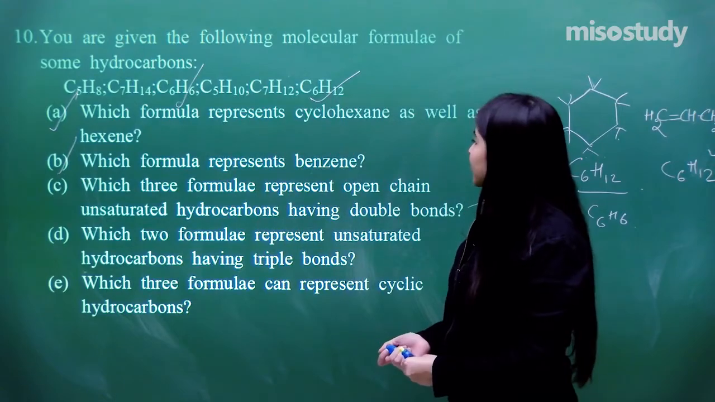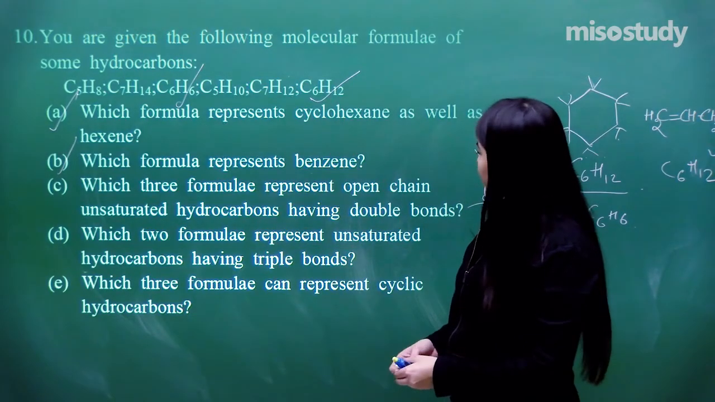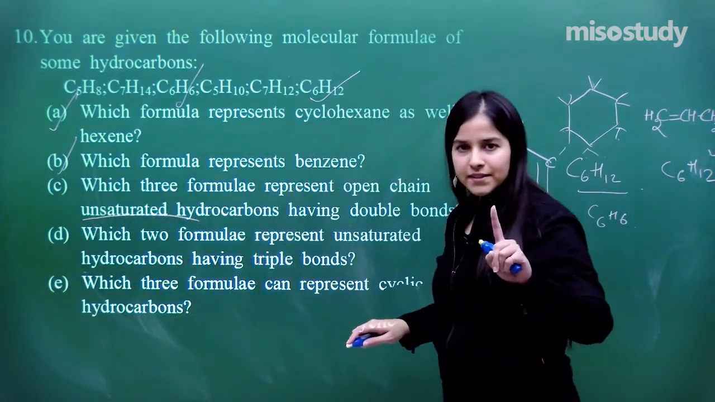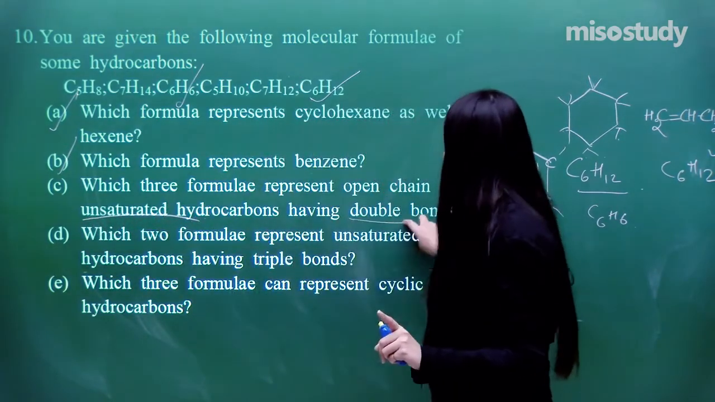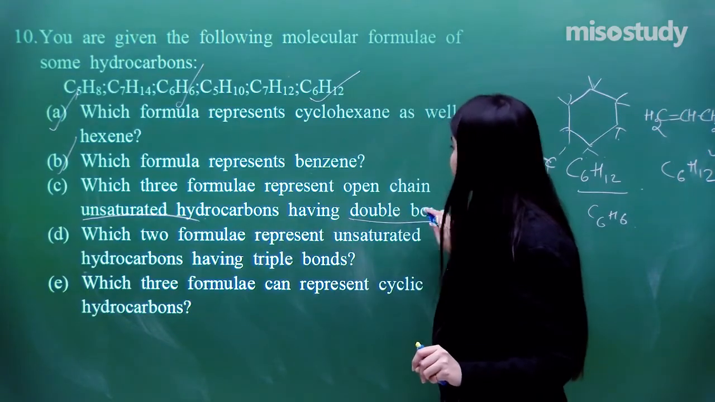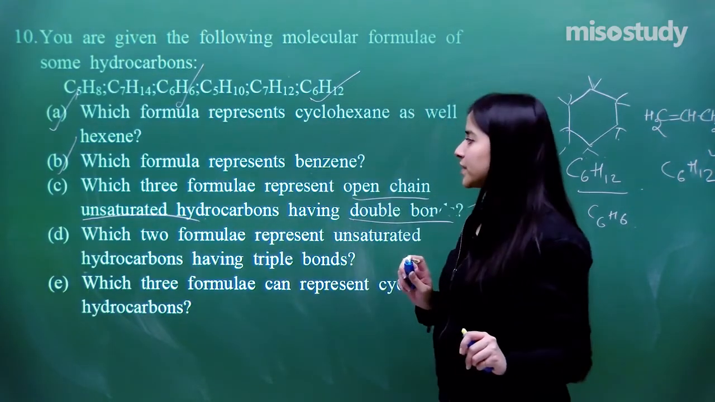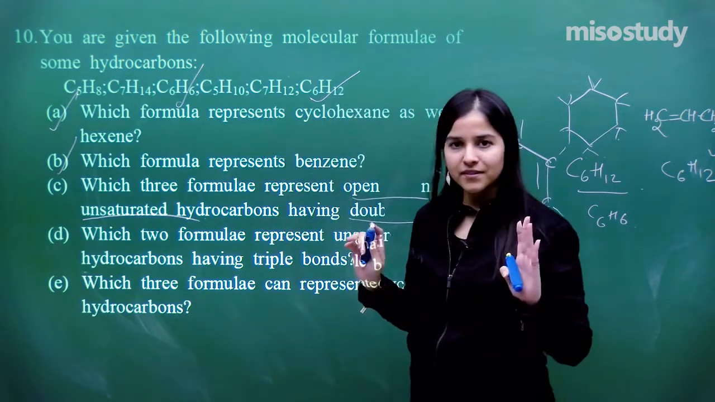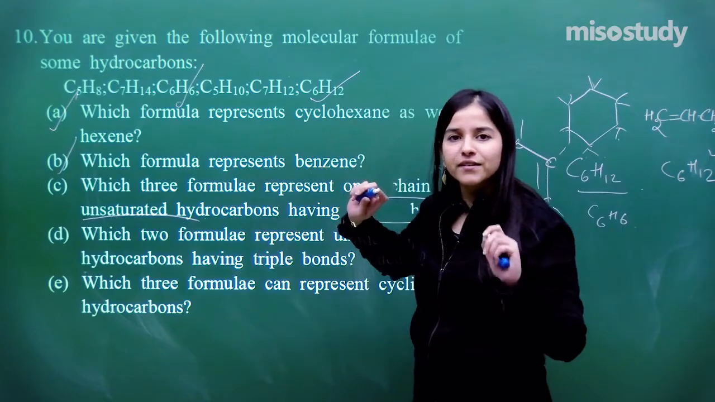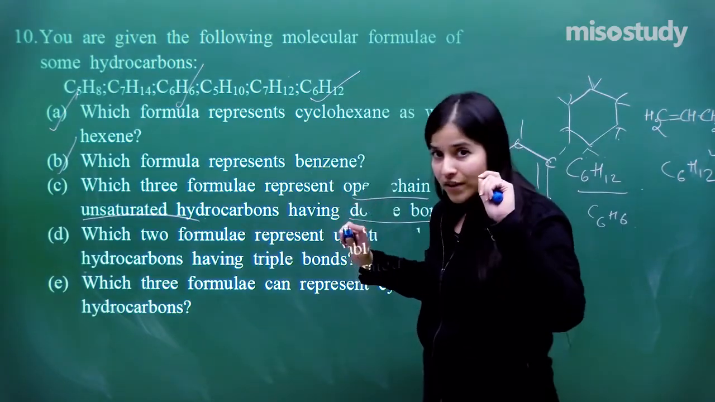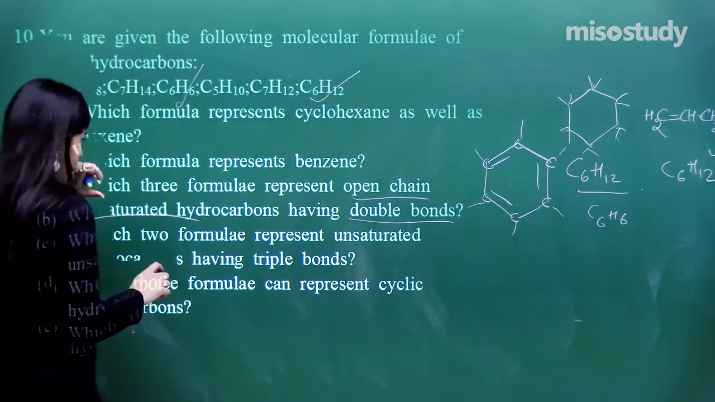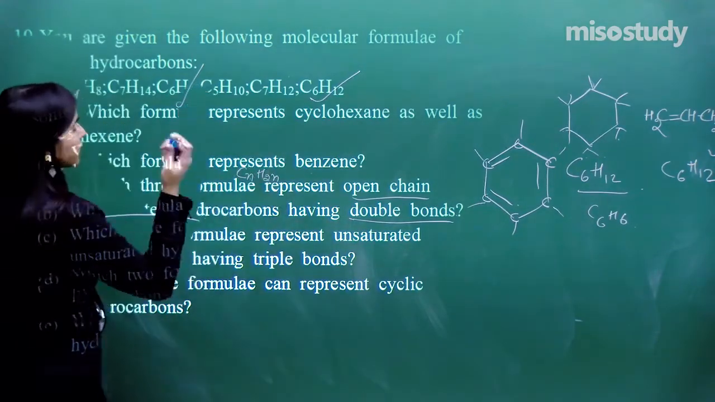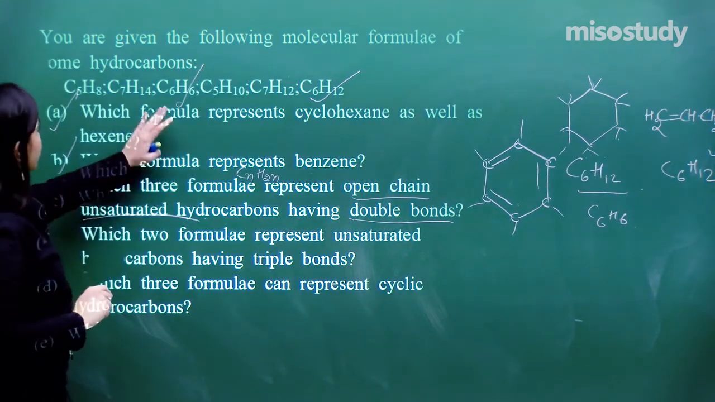Which three formulas represent open chain unsaturated hydrocarbons having double bonds? Unsaturated I should have first of all, that means having double bonds. Okay, they have mentioned it also. And I need an open chain. So for that, again, no need to go into the detail for each and every compound which is given over here. Just try to go with the formula. What is the general formula for alkenes? I had told you CnH2n, that means twice of it. It will be very easy for you to judge.